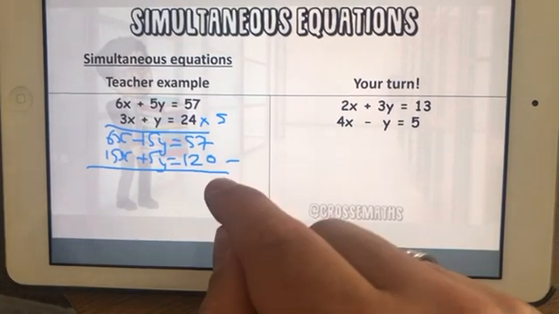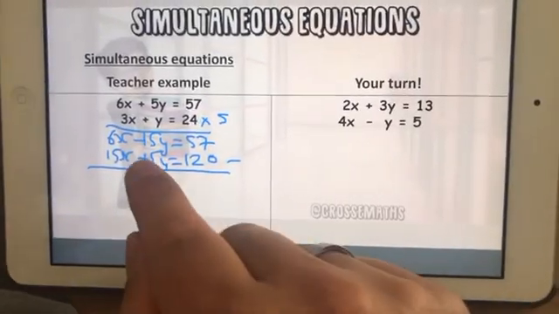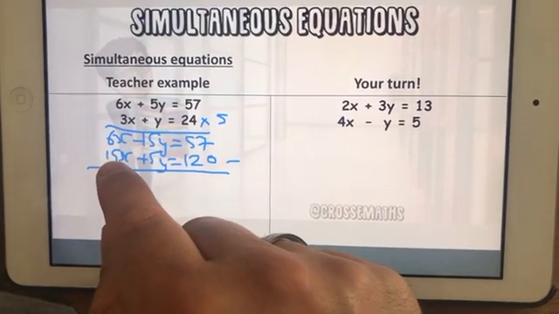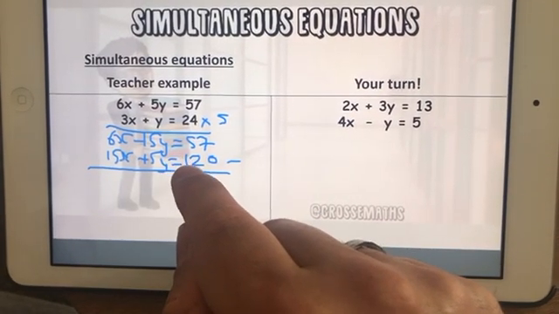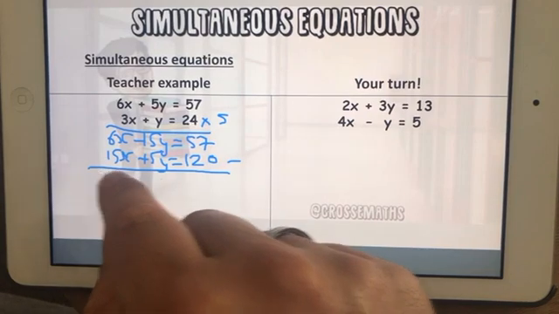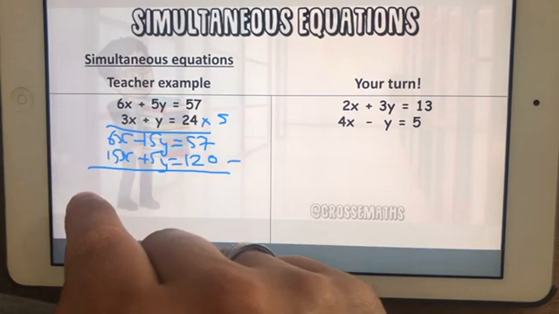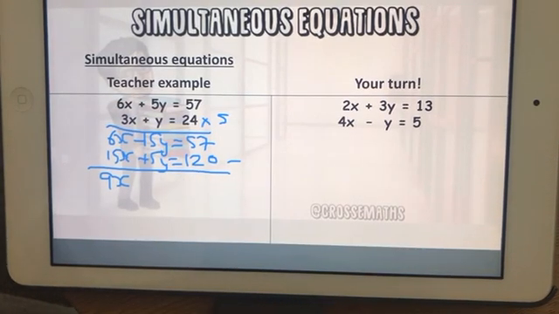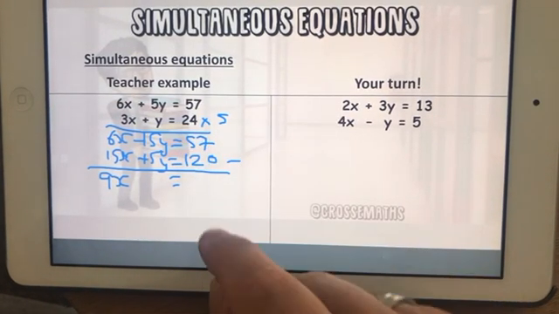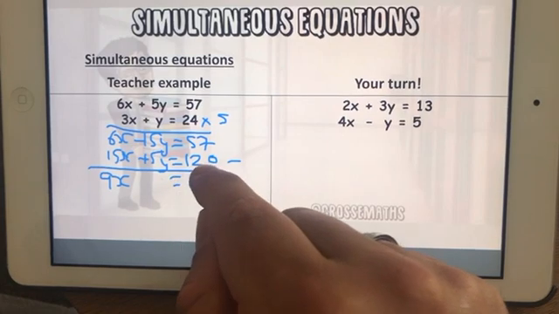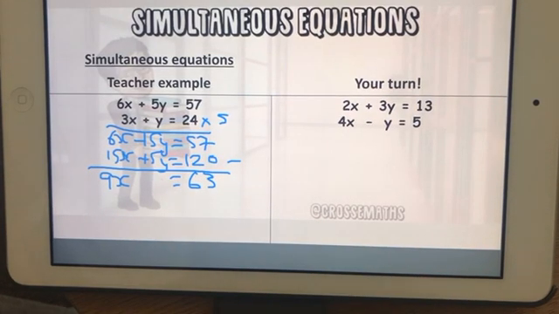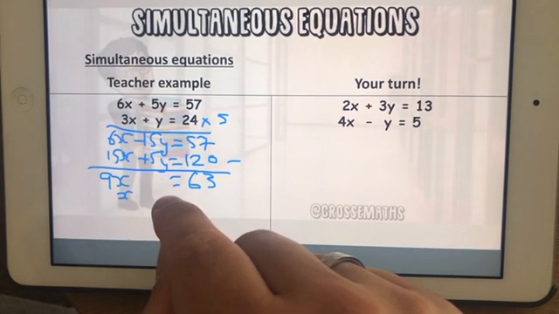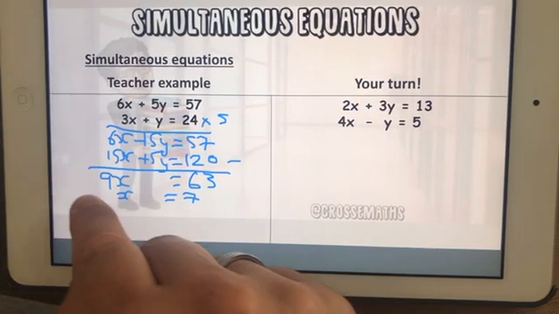Once I'm there, I'm going to take them away from each other. Now you've got to imagine the big numbers are on top for this, because I've got a 15 on the bottom and a 6 on the top, and a 120 on the bottom and a 57 on the top. Imagine the big numbers are on top. 15 take away 6 is 9x. 5 take away 5 is nothing. 120 take away 57 is 63. Okay, 9x is 63. If I divide through by 9, x would have to be 7.